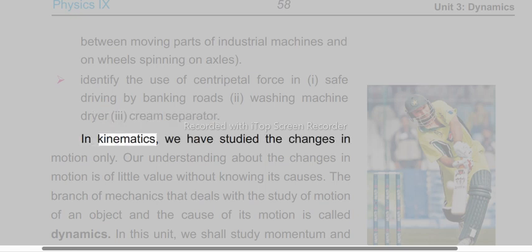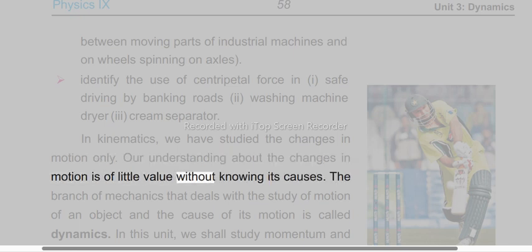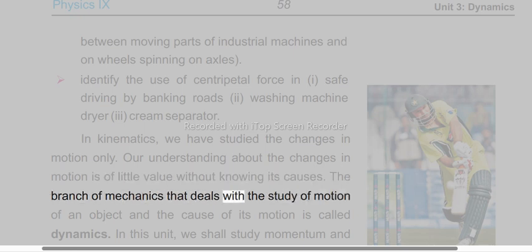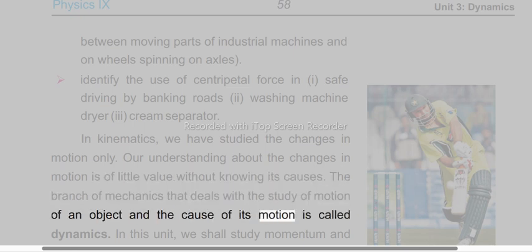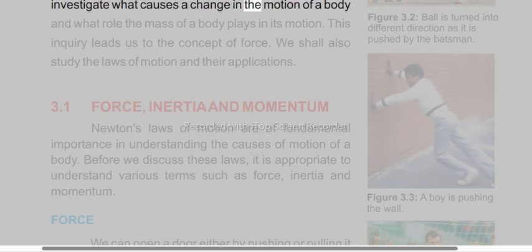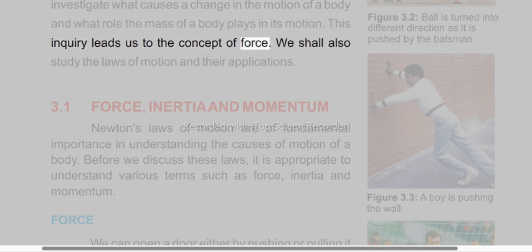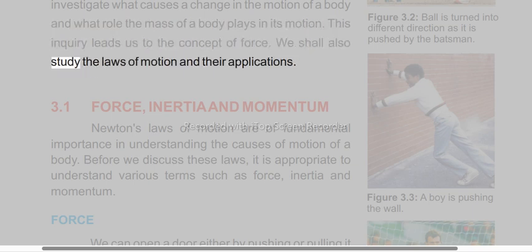In kinematics, we have studied the changes in motion only. Our understanding about the changes in motion is of little value without knowing its causes. The branch of mechanics that deals with the study of motion of an object and the cause of its motion is called dynamics. In this unit, we shall study momentum and investigate what causes a change in the motion of a body and what role the mass of a body plays in its motion. This inquiry leads us to the concept of force. We shall also study the laws of motion and their applications.